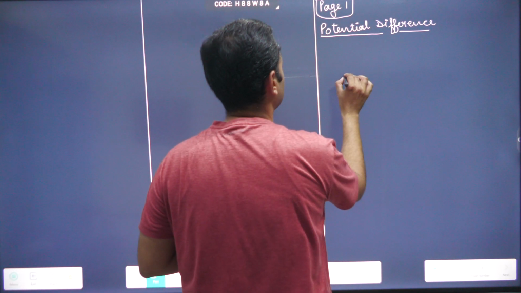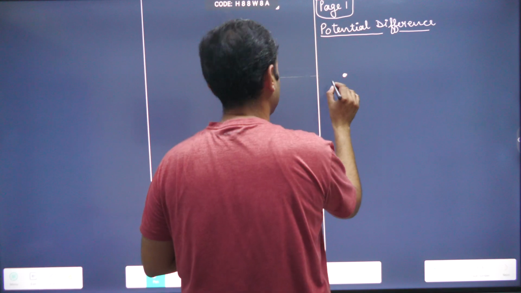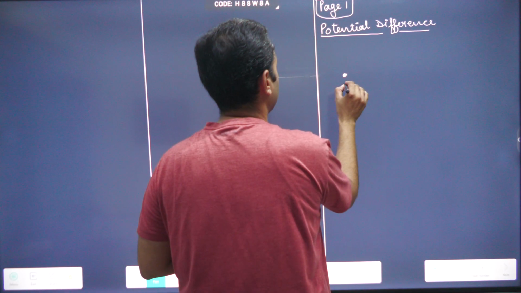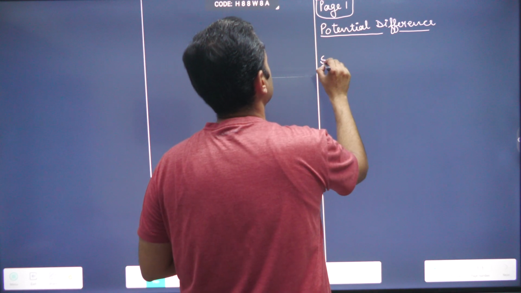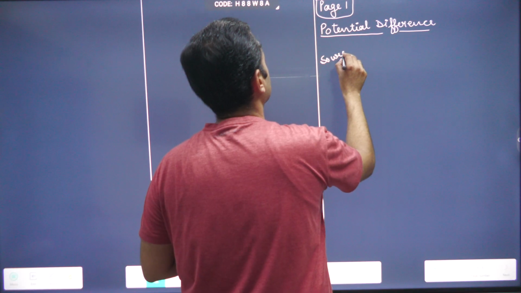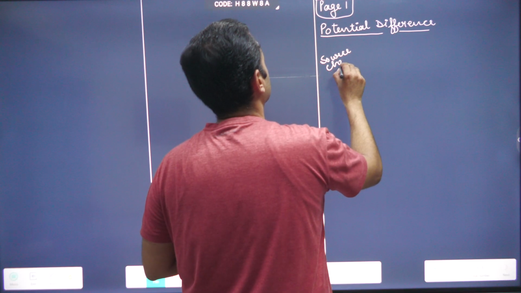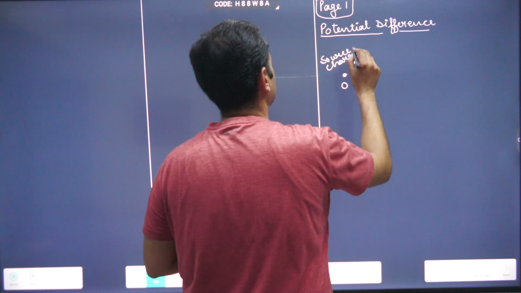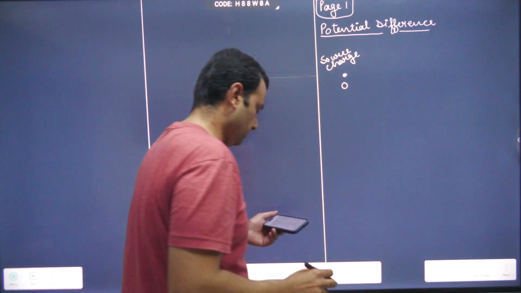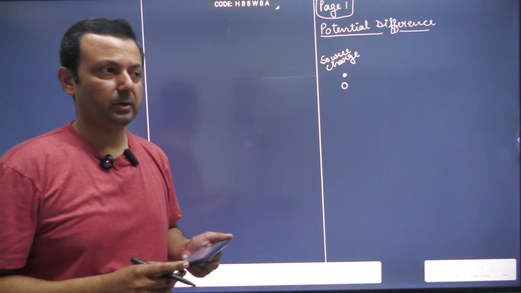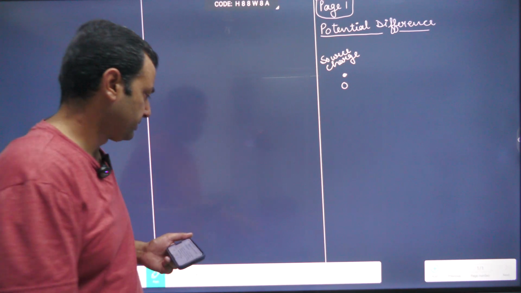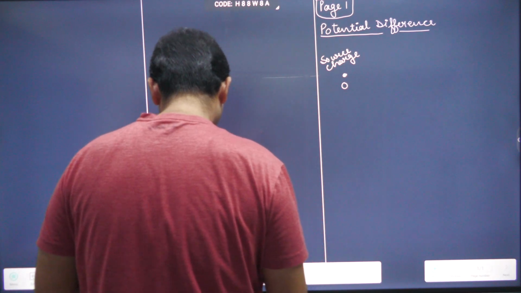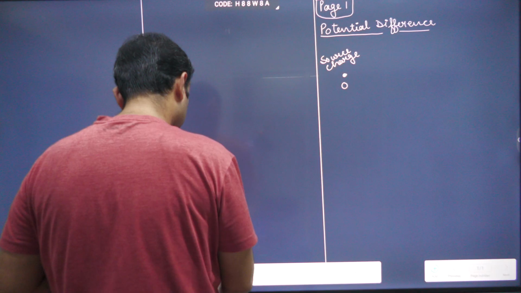Suppose I have a charge which is kept at point O. This is the source charge. And I want to calculate potential difference between 2 points. What are those 2 points? Let me explain to you.